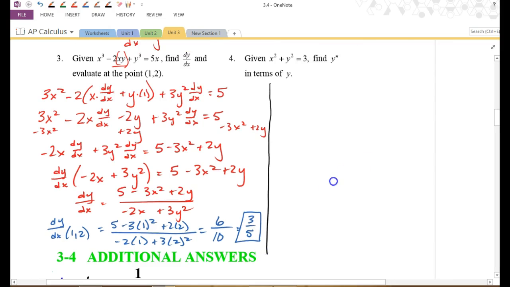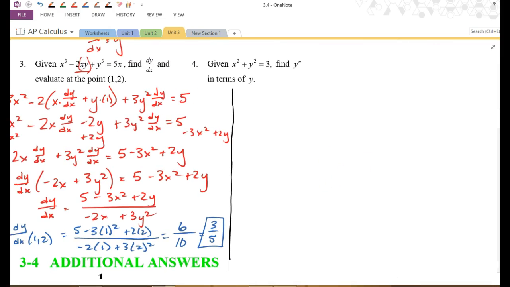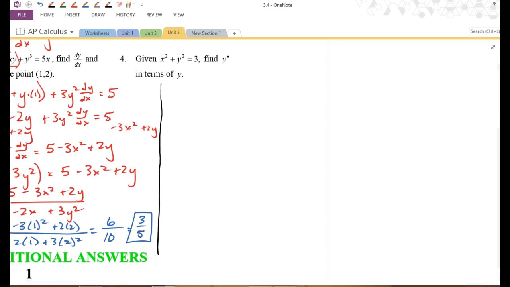Okay. All right, now question number 4. This one is actually probably quite complicated, and this will be a fun one. We're going to find the second derivative, and we have to do it in terms of y. Notice this notation right here says in terms of y. So that means we have to get rid of anything other than a y once we find the second derivative. Okay, so let's start with the first derivative.